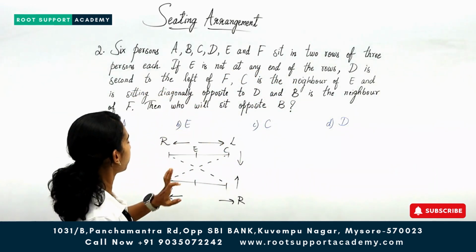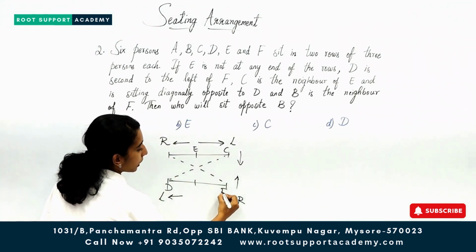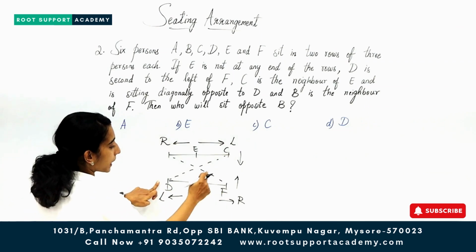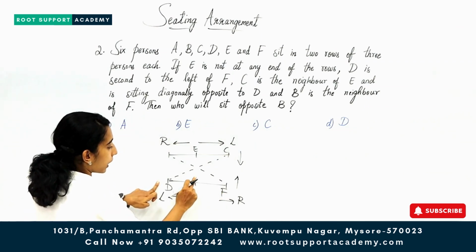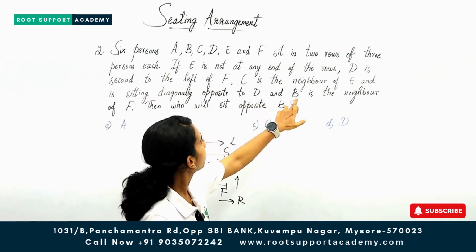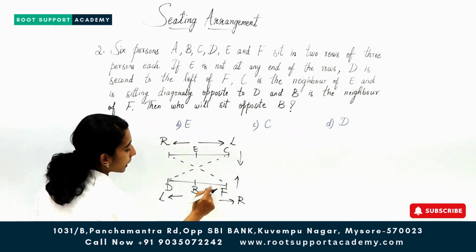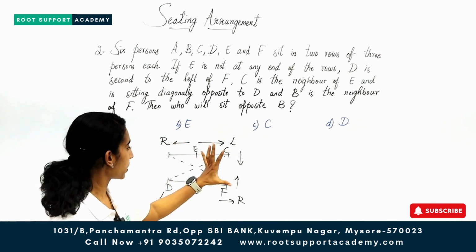D is second to the left of F. F will come here because they have given second to the left of F: first to the left, second to the left of F, D. And next, what is given? B is the neighbor of F. This much information is given.